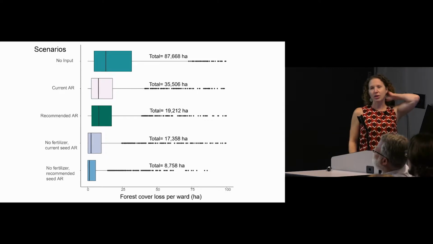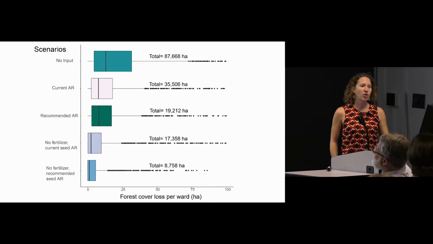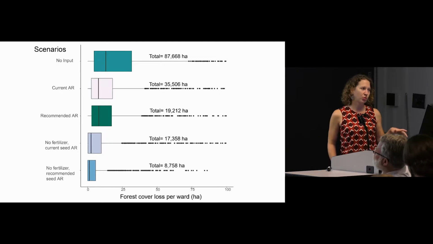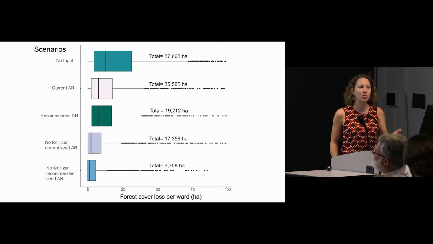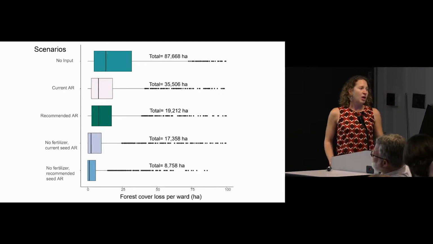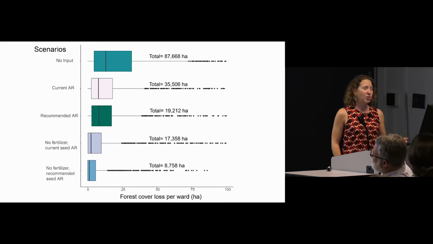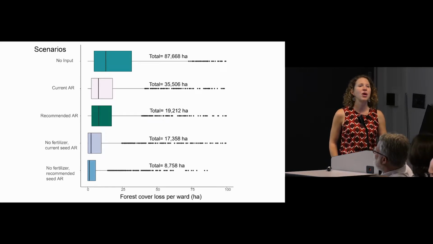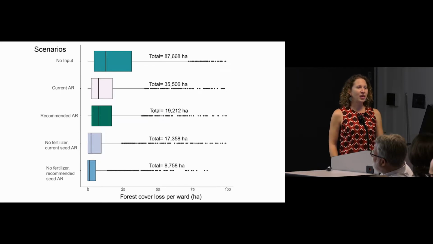Then we used the same model and compared scenarios of what would happen if no input were applied. These are just simple scenarios to see what happens in terms of predicting forest cover loss. So we looked at the prediction with the current application rate for seed and fertilizer. What if people used the recommended application rate for both of these inputs? What if people did not use fertilizer, just the same amount of seed they are using now? And what if they used no fertilizer but recommended seed?